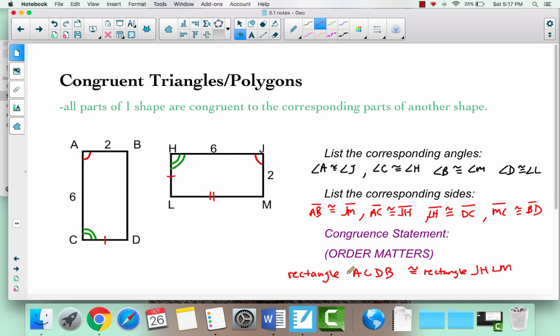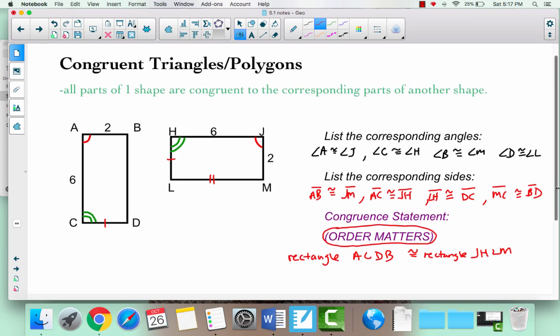So when you write these, order is very, very important. Make sure you write that in your notes. I will be looking to make sure that the letters are in the correct order, and if you want to check, you could match each letter. A goes with J, C goes with H, D goes with L, and B goes with M, just like we listed it with the angles.